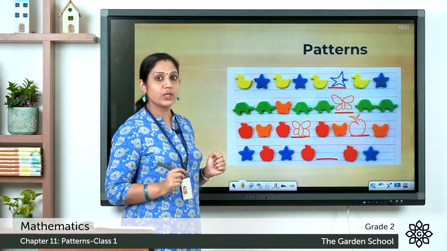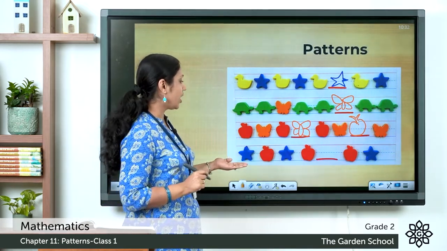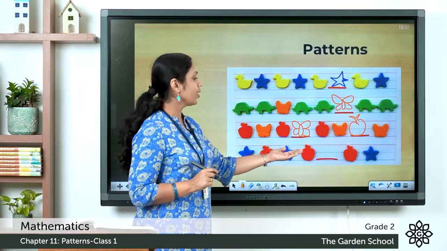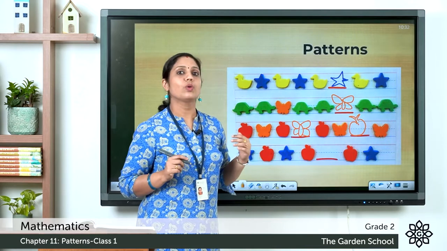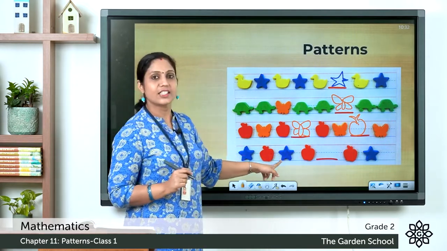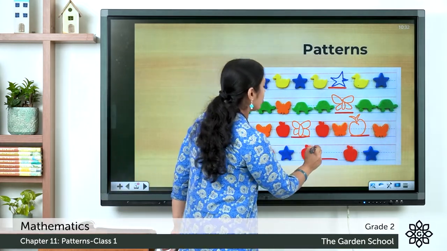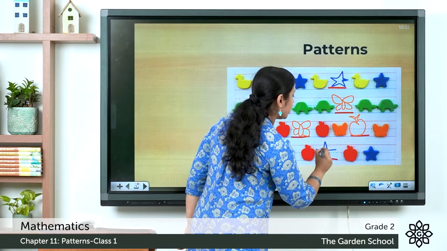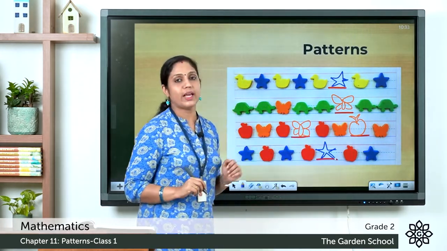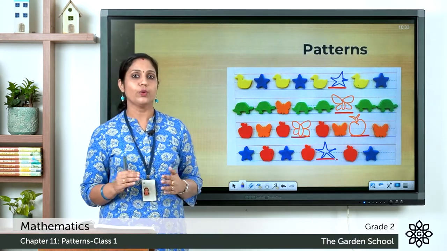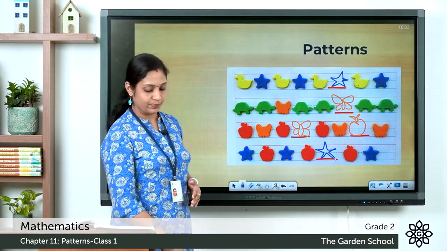Let's look at the last one. Here we have a star, pomegranate, dash, pomegranate, star. So what has to come here? Here star has to come. So let's draw a star and complete this pattern here. So this is how the pattern is completed. So hope you are clear with the concept of patterns.